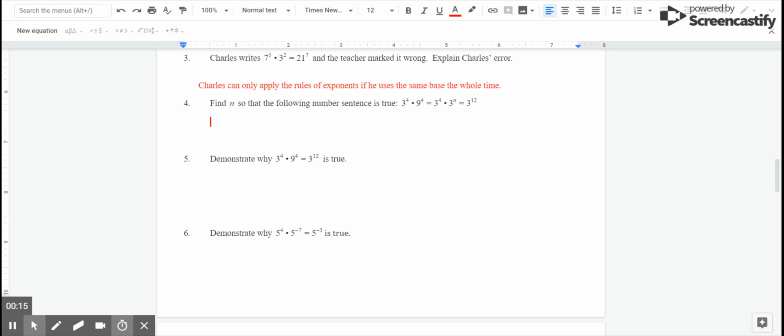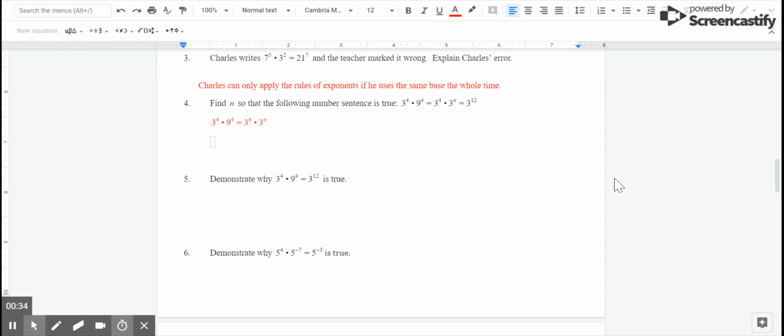One way we could find n would be to look at just the first half of this number sentence. So I've got 3 to the 4th times 9 to the 4th equals 3 to the 4th times 3 to the n, and I want to know what n is. Well, let's break things down once again into prime factors.